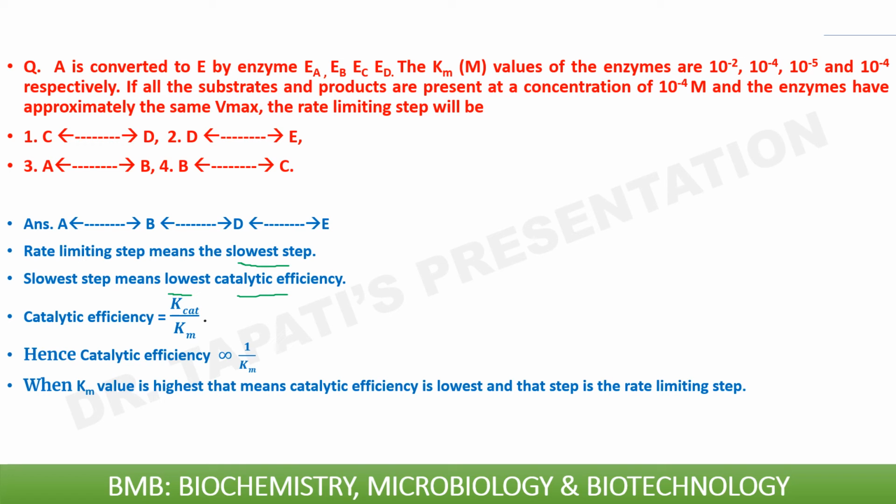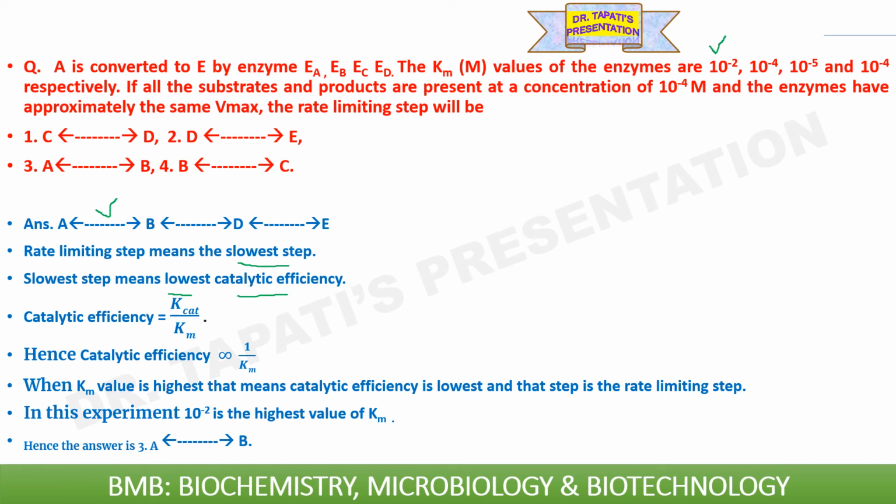When Km value is highest, that means catalytic efficiency is lowest, and that step is the rate limiting step. So we have to find out the highest Km value in order to get the lowest catalytic efficiency, which is the rate limiting step. If you see the question, you will find that 10 to the power minus 2 is the highest Km value. So the first step is the rate limiting step because it has the lowest catalytic efficiency. In this experiment, 10 to the power minus 2 is the highest value of Km, and therefore the answer is question number 3, that is A to B.